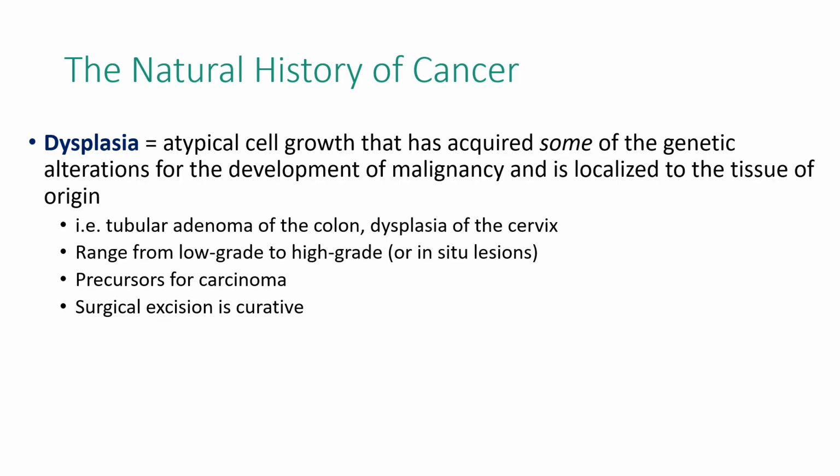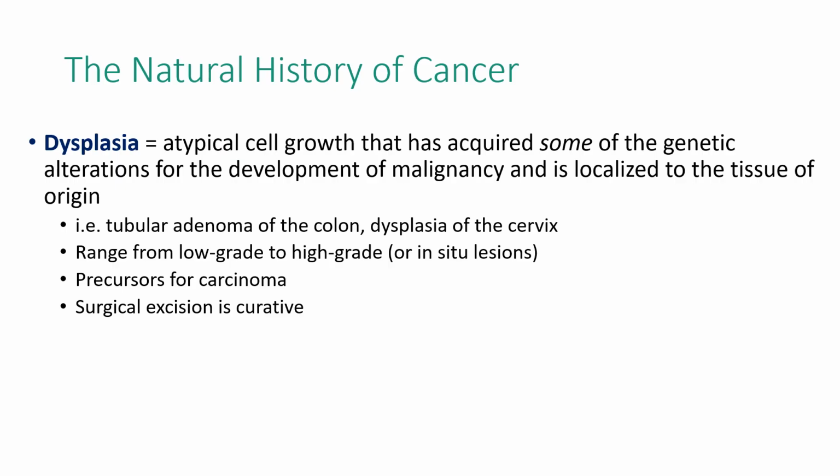Dysplasia is atypia with a resume. These cells aren't just weird. They've acquired some of the genetic alterations needed for malignancy, but they're still contained. Some key concepts. Dysplasia is localized to the tissue of origin. It ranges from low grade to high grade. High grade dysplasia is often synonymous with carcinoma in situ. And dysplastic lesions are precursors, not guarantees.